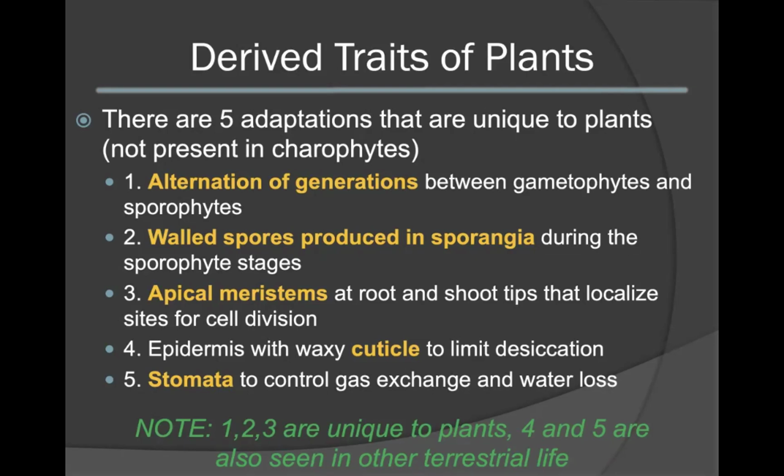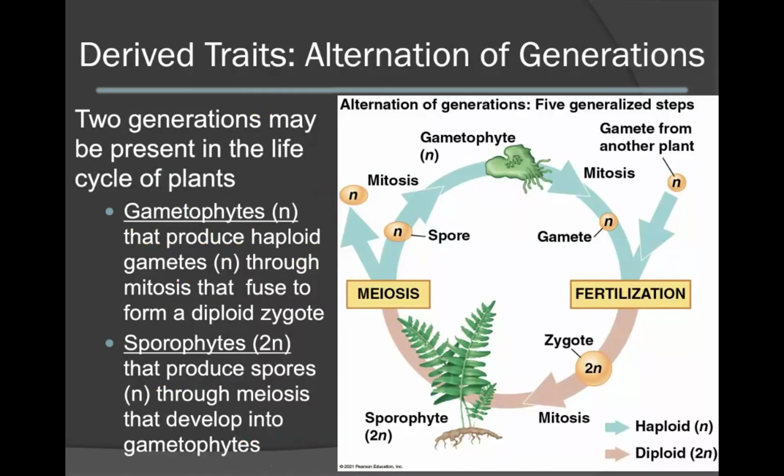forms of terrestrial life. The first derived trait is alternation of generations. This occurs when 2 generations may be present in a life cycle of a plant. These 2 generations are referred to as gametophytes and sporophytes. Gametophytes are considered to be haploid. They produce haploid gametes through the process of mitosis. These gametes may fuse to form a diploid zygote.